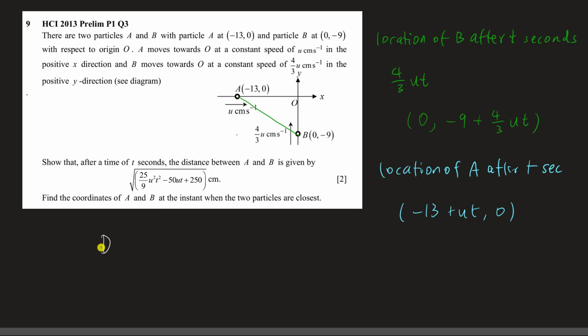The distance between them, so for example, A might be here after t seconds, B might be here after t seconds. What is their distance? The distance would be just the hypotenuse, right? Equals to square root of (-9 plus 4/3 ut) whole thing squared plus (-13 plus ut) whole thing squared.